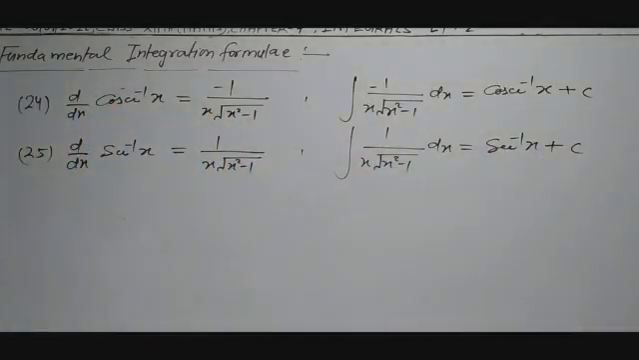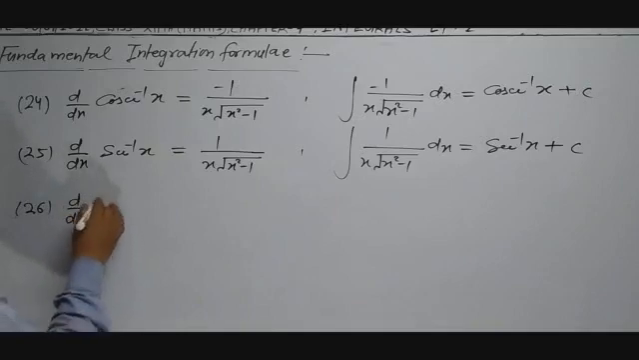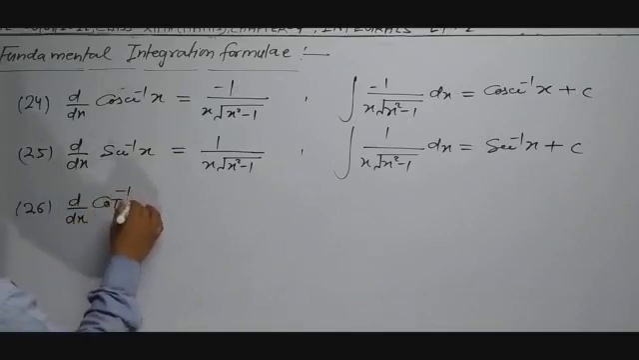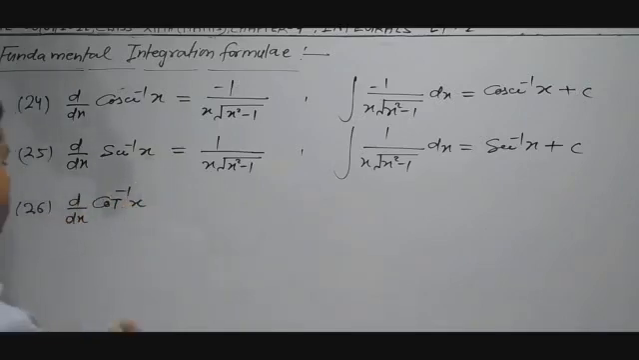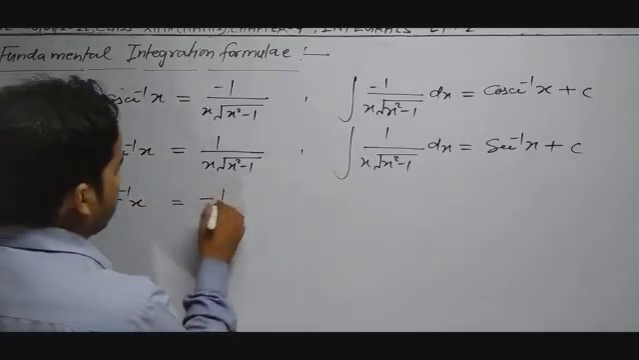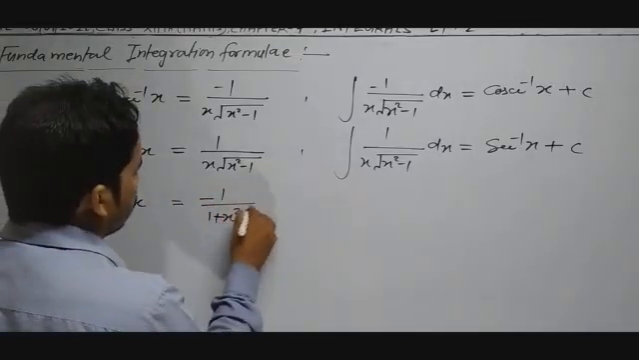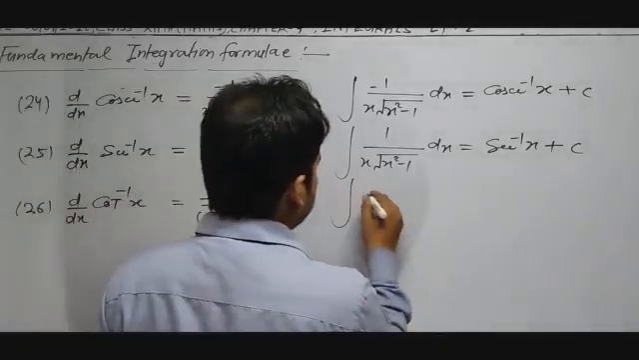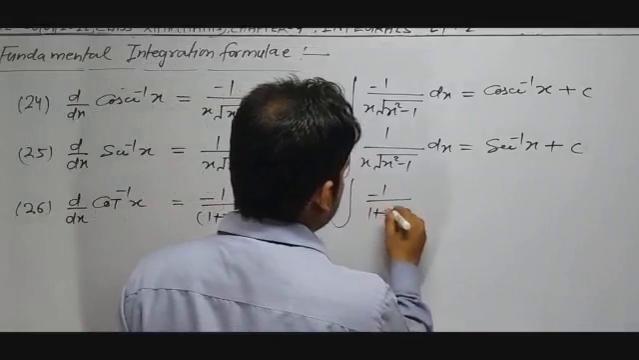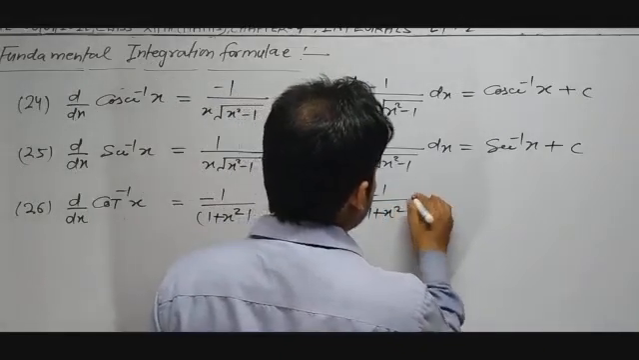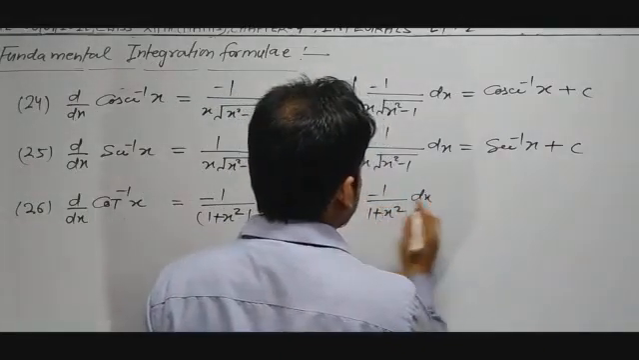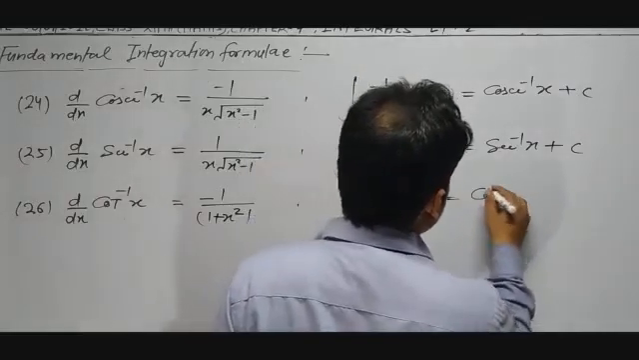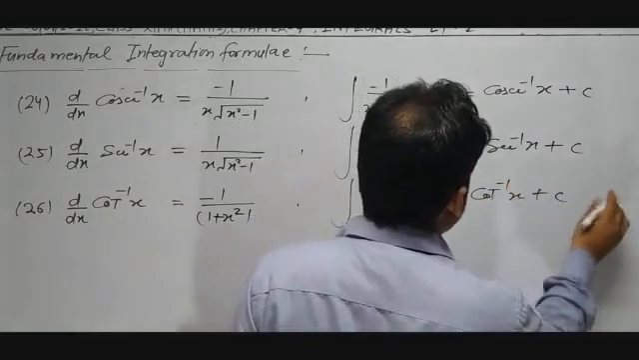Now formula number 26. Formula number 26 is d by dx of cot inverse x. Its result is minus 1 upon 1 plus x square. So now its antiderivative, minus 1 upon 1 plus x square dx, is equal to cot inverse x plus c.